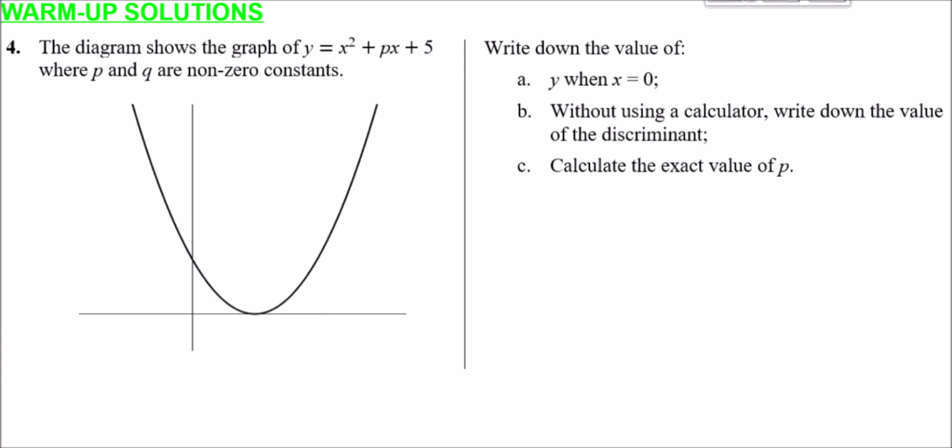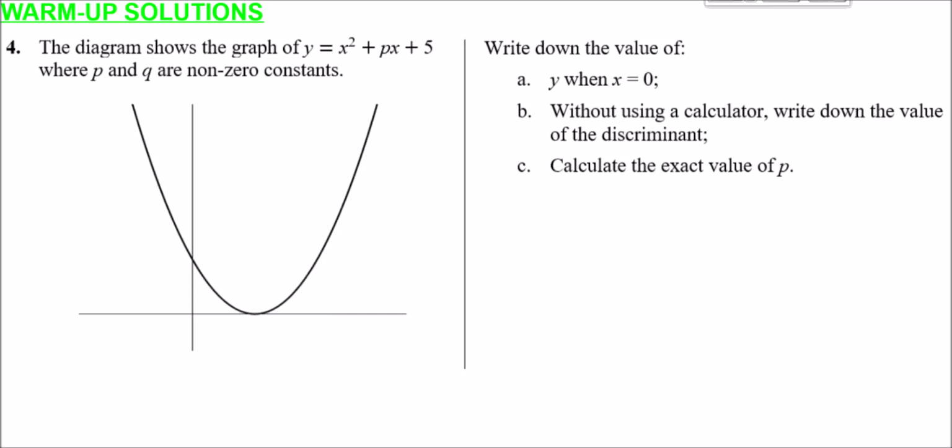Finally, for the warm-up question 4, we've got 3 different parts to this, and we have a diagram showing a graph of y equals x squared plus px plus 5, whatever p may happen to be. P and q are non-zero constants. So for this particular question, we don't need to worry about q. Q doesn't actually exist, so in fact, come to think of it, I don't know why I've included q, but forgive me, we're just interested in p.